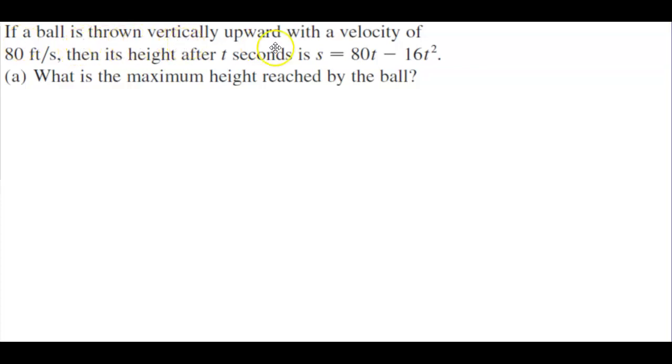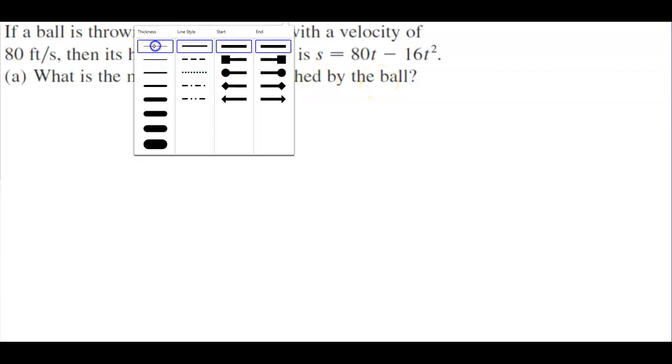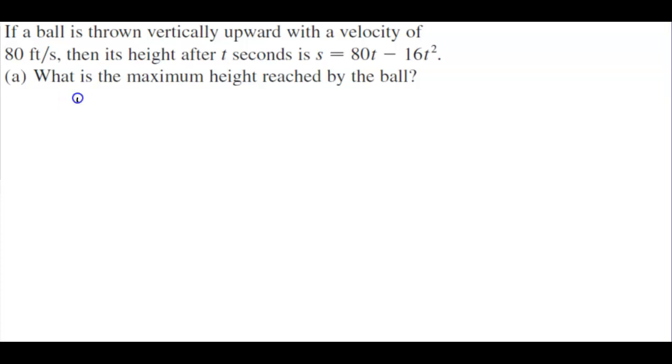If a ball is thrown vertically upward with a velocity of 80 feet per second, then its height after t seconds is s, which is equal to 80t minus 16t squared. What is the maximum height reached by the ball? So we first are going to look at what the position function tells us. And the position function is s, which is equal to 80t minus 16t squared.